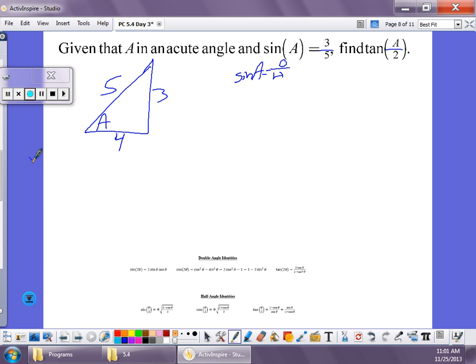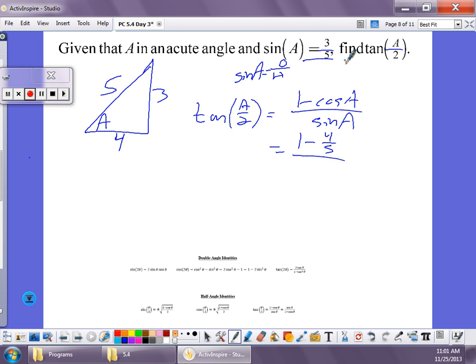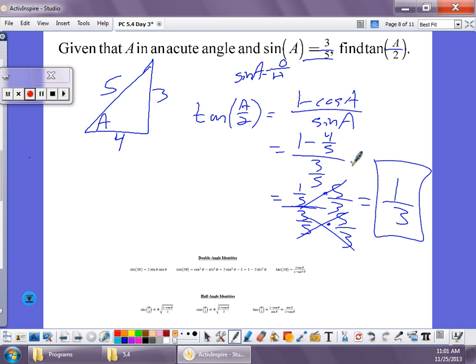So now what I'm going to do is just plug this into my identity, tan of A over 2, which equals, again, it doesn't matter which one you use, 1 minus cosine A over sine A. Cosine of A is 4/5, because here, again, I have adjacent over hypotenuse. So I'm going to have 1 minus 4/5 over the sine of A, which I was given, 3/5. So you get 1/5 over 3/5. Again, we have a complex fraction here, so multiply by the reciprocal of the denominator. Those 5's cancel, and your final answer would be 1/3. So really this isn't any different from what we were doing before. We're just plugging into the half angle identity now.